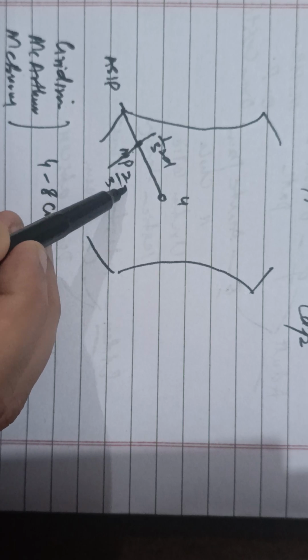If you are giving a Gridiron incision, which is also called MacArthur's incision or McBurney's incision, these three are all the same. It will be given in such a way that the length of it should be 4 to 8 centimeters, and one third lies superior to this line and two thirds lies inferior to this line. This is how we will give the Gridiron incision.